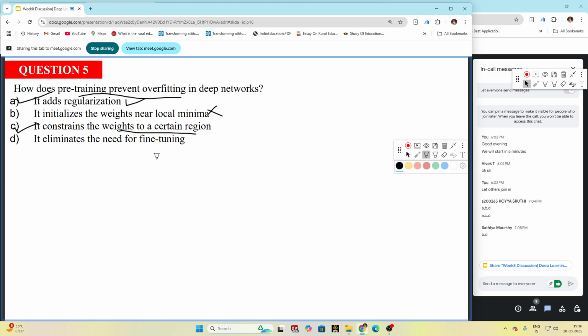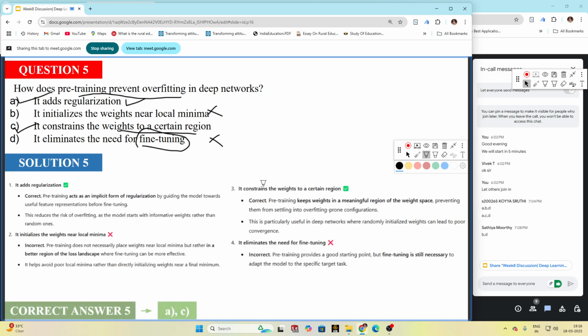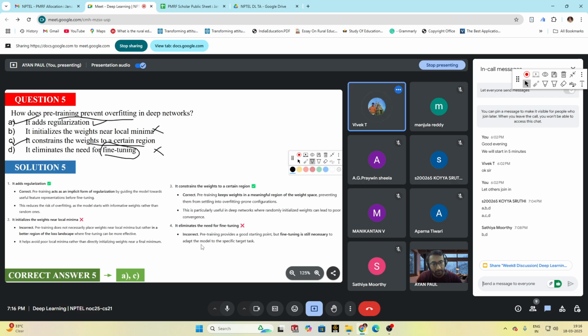Option D, it eliminates the need for fine tuning. Option D is again not correct, because in unsupervised pre-training there are two steps. First is the pre-training, second is the fine tuning. We have to do the fine tuning, because only in fine tuning will we utilize our supervised objective, that is the objective of the neural network. So that is important. That is why option D is also wrong. So option A as well as option C is the correct answer. Any doubt regarding this?